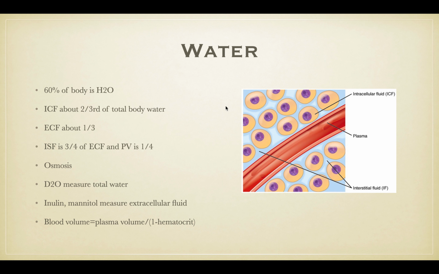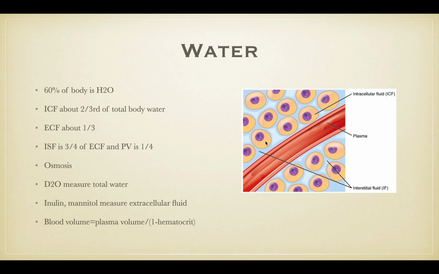So, as you know, water is 60% of the body, and the intracellular fluid composes like 2/3 of the total body water, while the extracellular fluid is about 1/3. So, within the extracellular fluid, the interstitial fluid is going to be 3/4 of the extracellular fluid, and then the plasma volume is going to be only 1/4. So a little confusing, but just know that the intracellular fluid is 2/3.